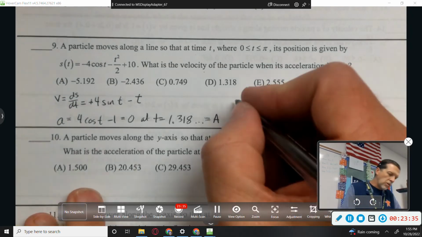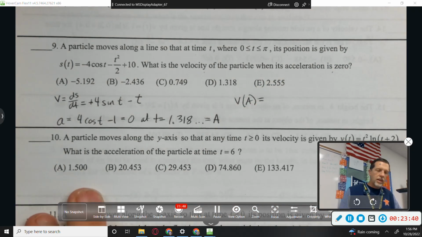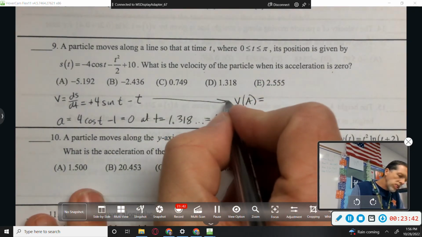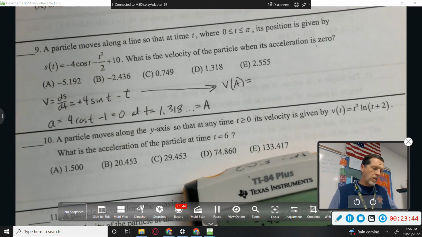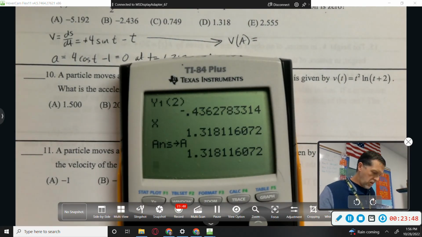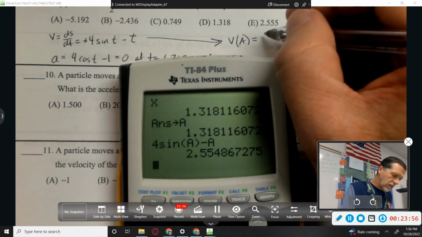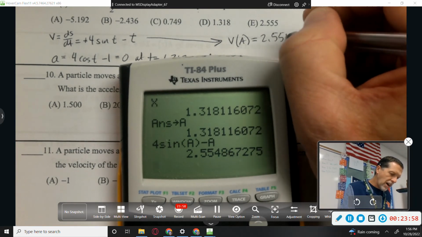So I want V of A. I've already said what V is. I can just type it in. 4 sine of A minus A. There's my answer. 2.555.